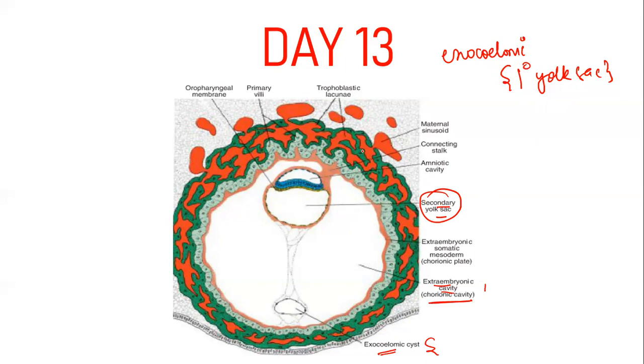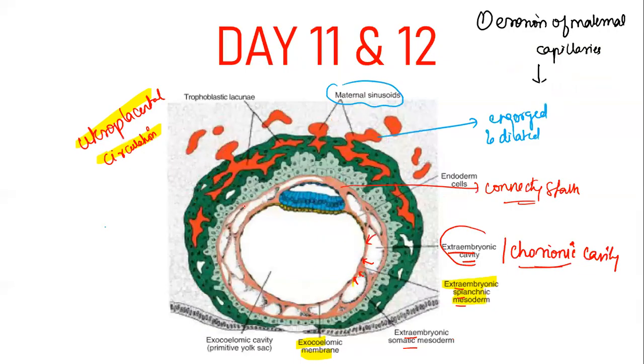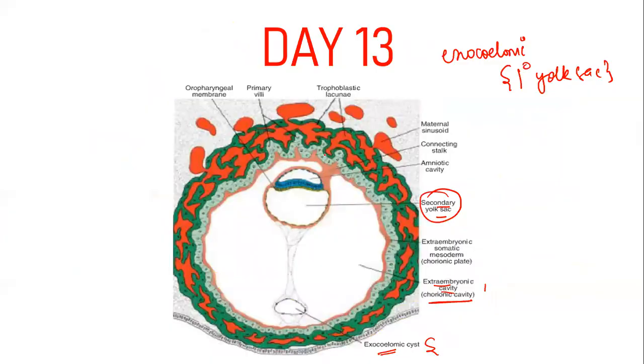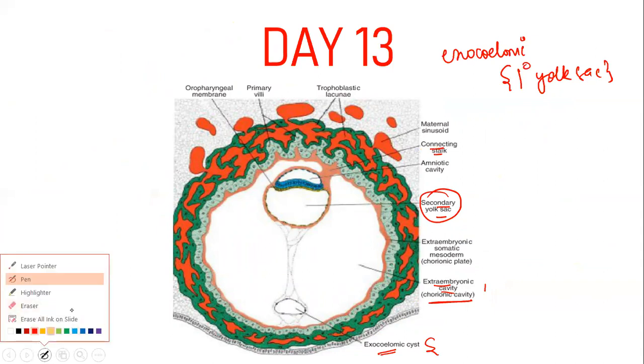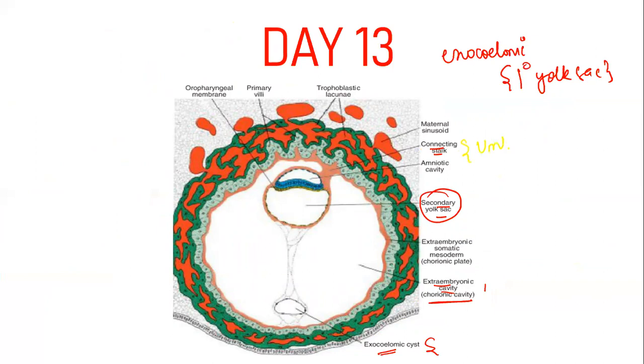Now, on day 11 and 12, when I was explaining the extraembryonic mesoderm, I told you the chorionic cavity forms at every aspect except where the amnion establishes a connection with the cytotrophoblast, and that I told you gives rise to a structure called the connecting stalk. So here the layer has begun to appear, and on day 13, it forms a stalk. This is called the connecting stalk. And please note, very important, even for our PGs, this question can come. This connecting stalk gives rise to the future umbilical cord.